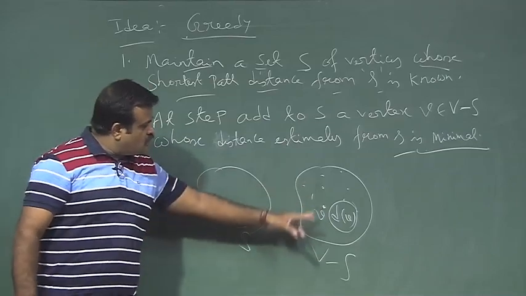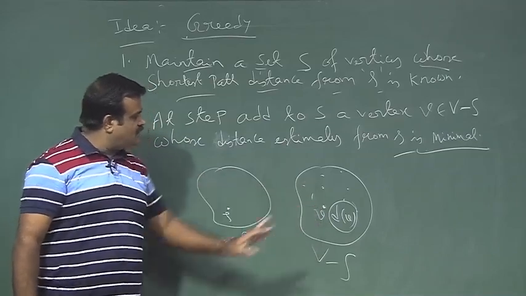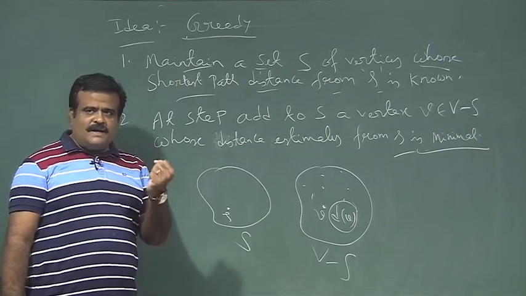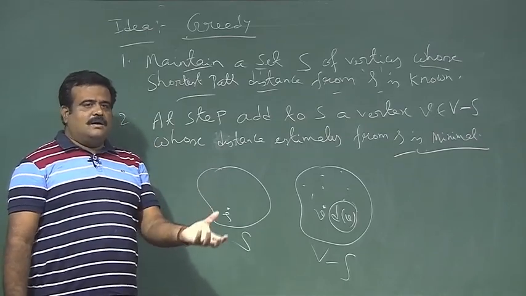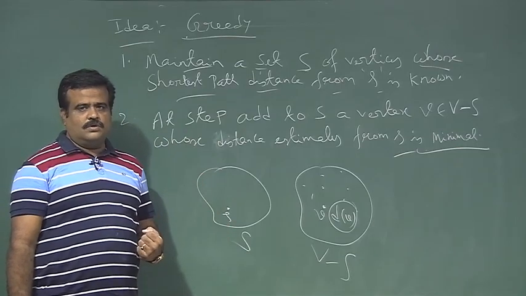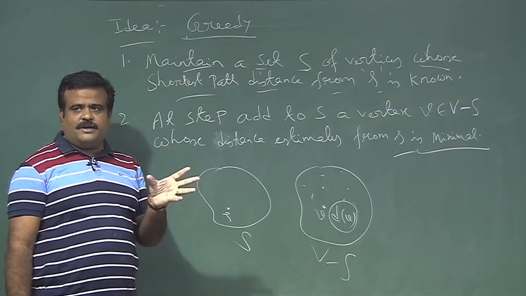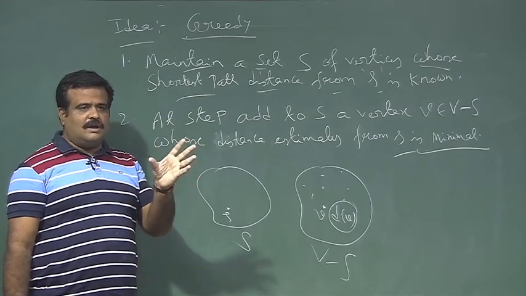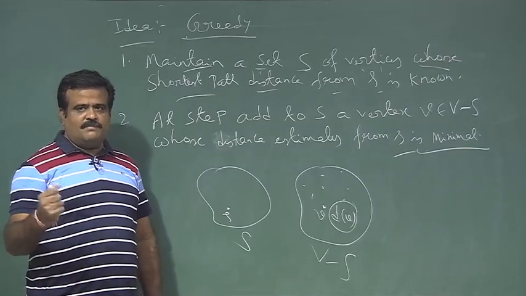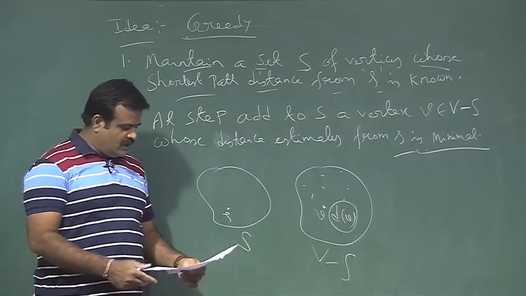So we choose one of the vertices whose distance estimate is minimum, and that is the greedy choice, and we take that vertex into S from the Q. Basically we are maintaining a priority queue with all the vertices other than S, and then we extract the minimum from this queue. So this is the idea.